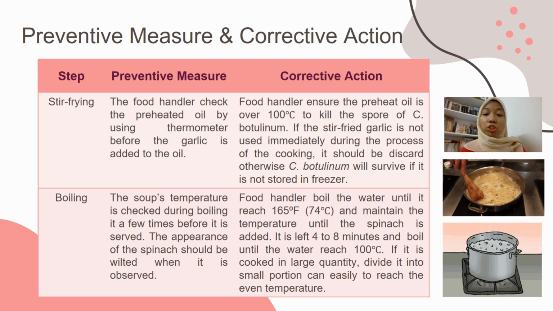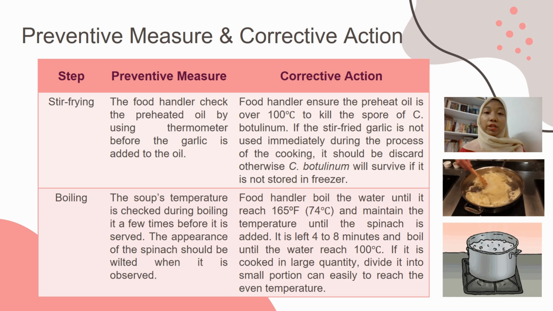The preventive measure for stir frying is to check the preheated oil by thermometer before the garlic is added, and the corrective action is to ensure it is 100 degrees Celsius to kill Clostridium botulinum. Discard if it is left for more than 4 hours.